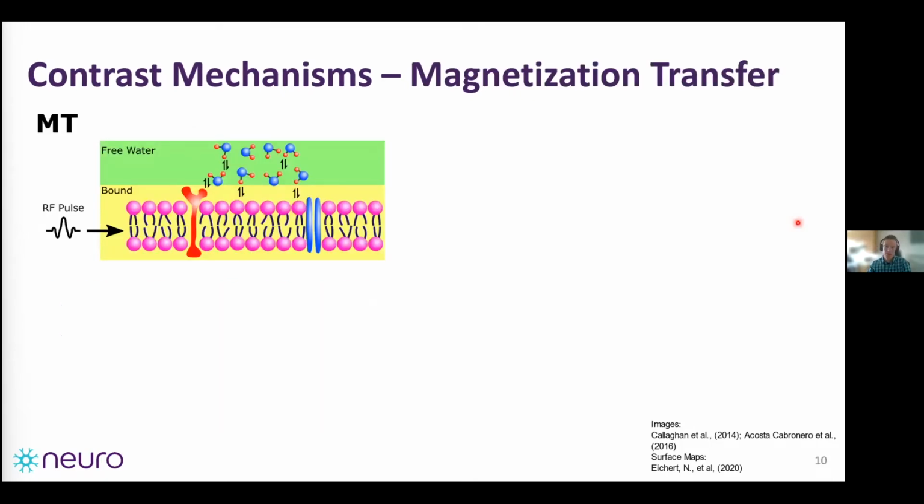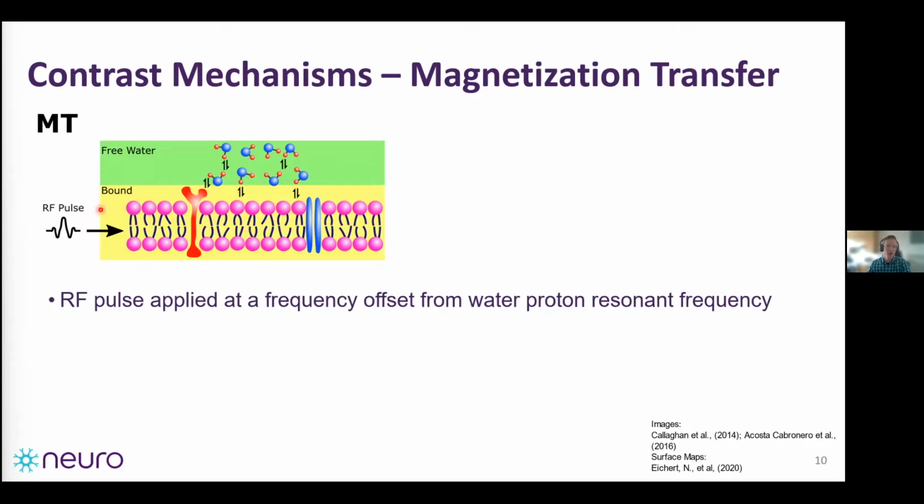So another contrast mechanism that my work is interested in is magnetization transfer. There's a few ways to generate this kind of contrast, but in my work, we apply an off-resonance RF pulse to the bound proton pool. So this provides selective saturation of the bound protons, and this magnetization exchanges rapidly with the water pool.